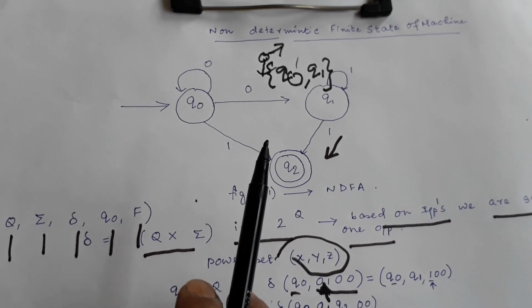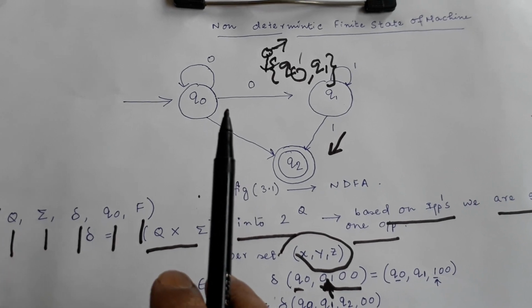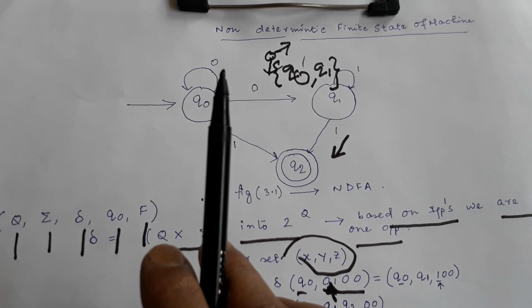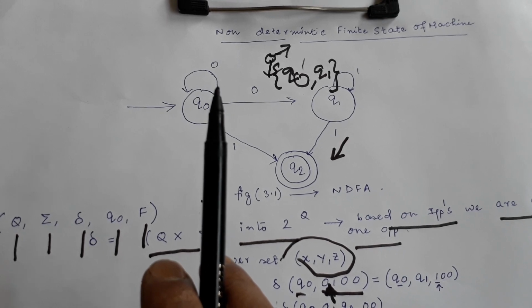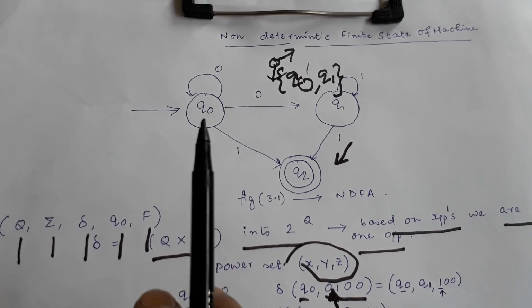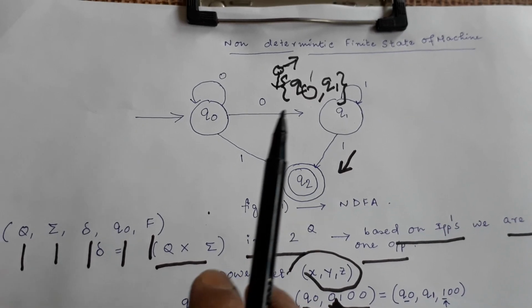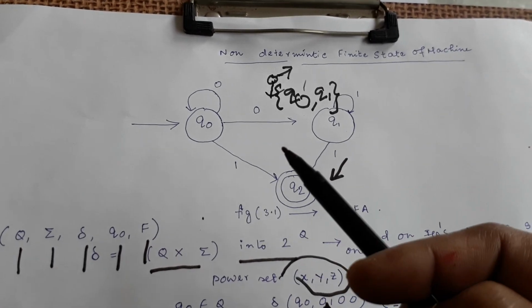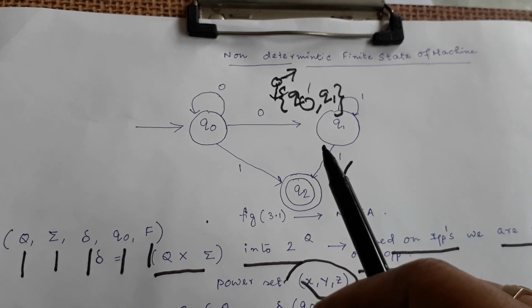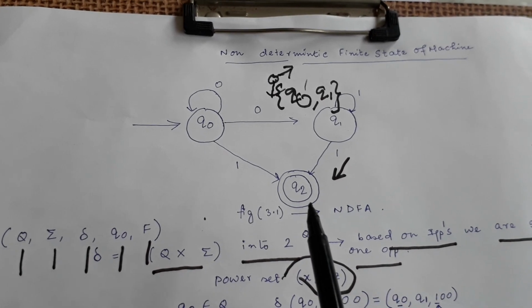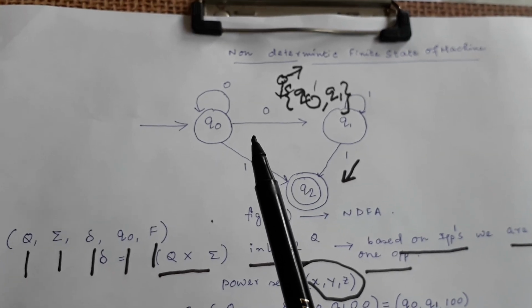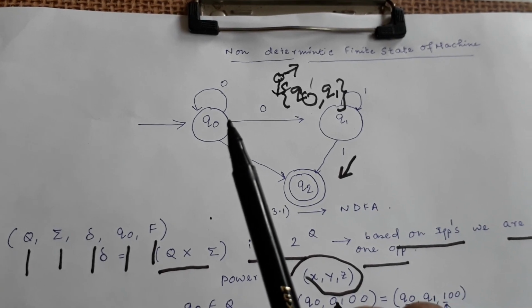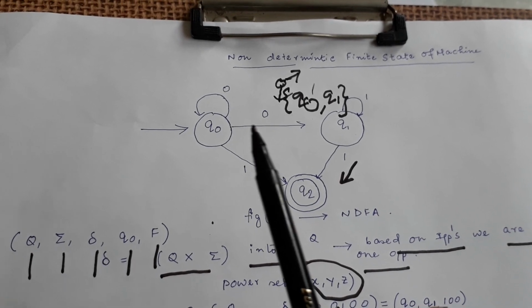That means, based on one particular input, that is 0, the machine cannot determine which state it will process, either Q0 or Q1. So what do we mean by NDFA? As it is a finite automaton, it has an initial state and a final state. NDFA means based on the inputs, the machine cannot determine which state it will process. So this kind of phenomenon.